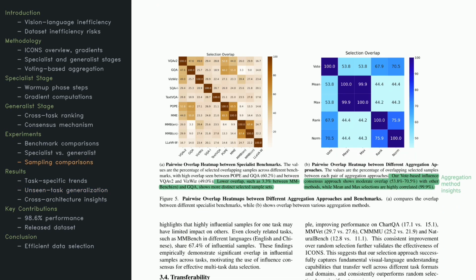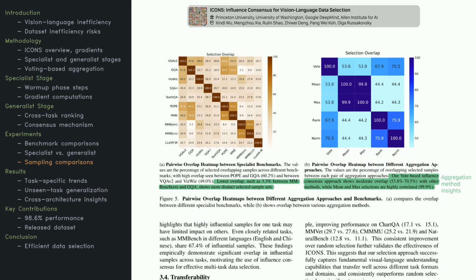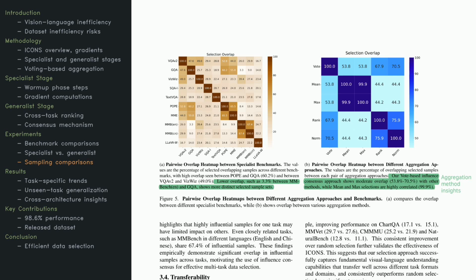Here, the authors visualize the overlap between selected samples across different tasks and aggregation strategies. In one heat map, related tasks like POPE and GQA have a high overlap in the data they pick, while MMBench and GQA differ quite a bit. Another heat map compares how the vote-based consensus method aligns with approaches like mean and max. Those two are almost identical, whereas vote-based consensus picks a more diverse selection.